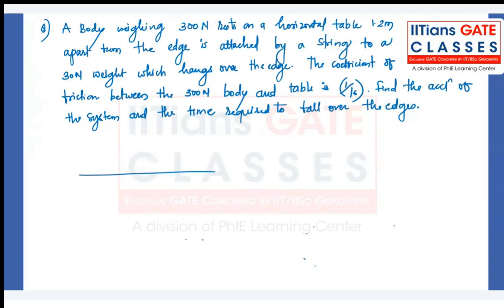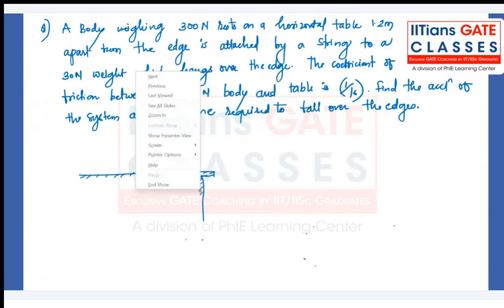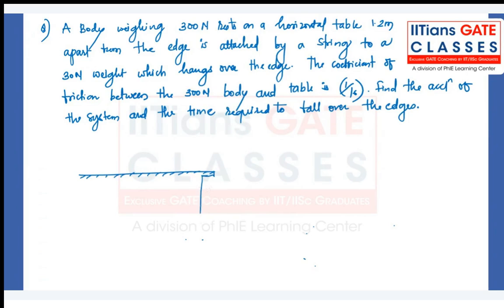Let me explain it through a diagram. We have a 300 Newton block resting on the surface. We have another block here. Let's call this W1. This is W2, and it is 30 Newton.